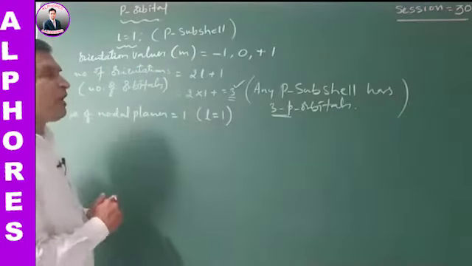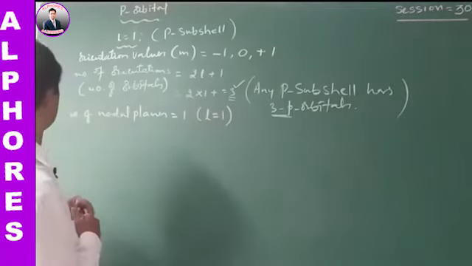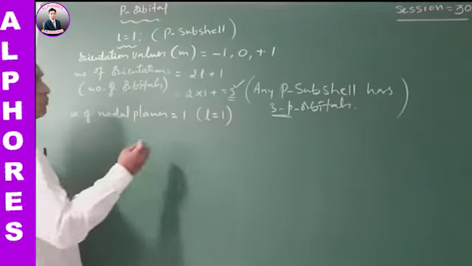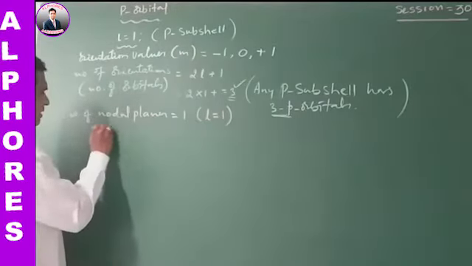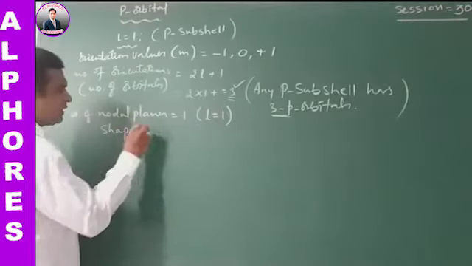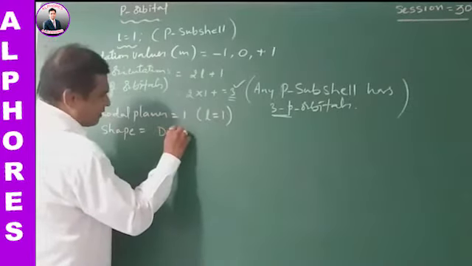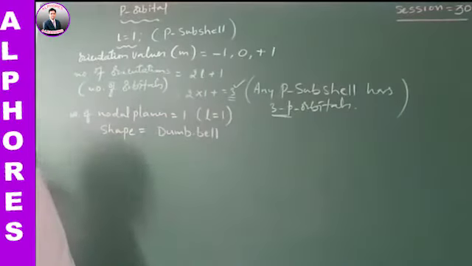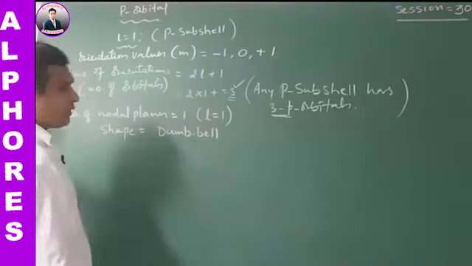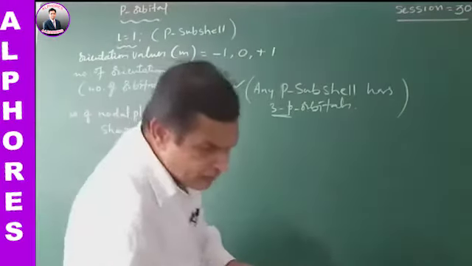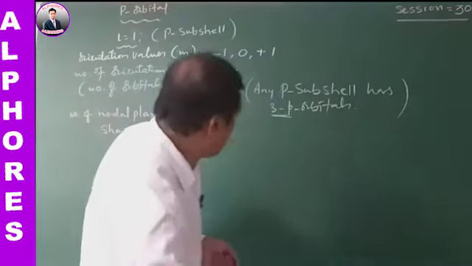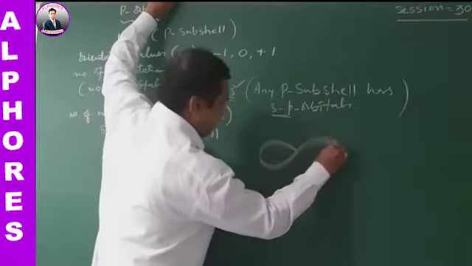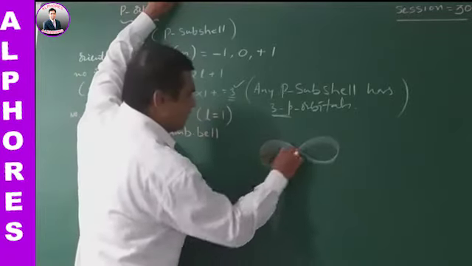What is the shape of the p orbital? The shape of the p orbital is dumbbell shape. You can write dumbbell shape p orbital. What is a dumbbell shape p orbital? Let us say like this: this is the dumbbell shaped p orbital.